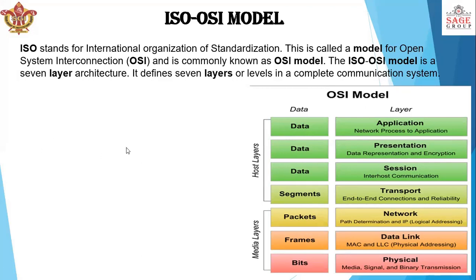Here you can see in the diagram, there are 7 layers. These are the host layers, and these are the media layers. It is a 7-layer architecture, as I already told you, with each layer having a specific function to perform. All the 7 layers work collaboratively to transmit data from one person to another easily.